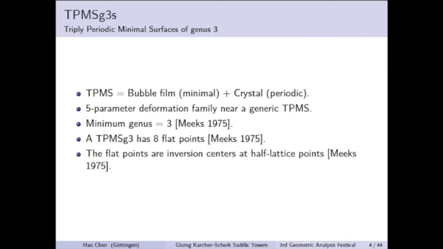And the inversions in these 8 points are symmetries of the surface. Moreover, up to translations, the 8 points are actually the 8 half-lattice points. That is, they are either at the lattice point or at the edge centers, face centers, or body centers.